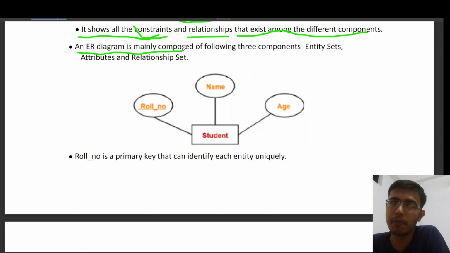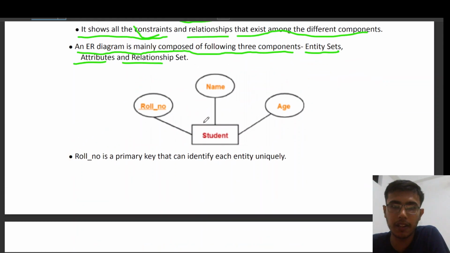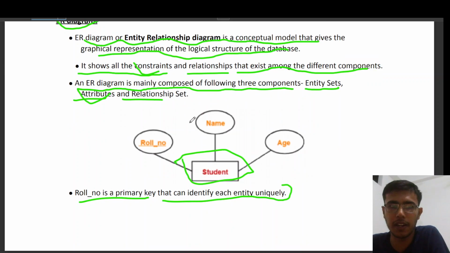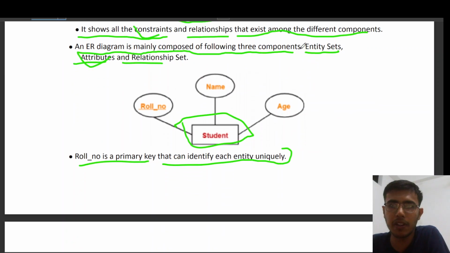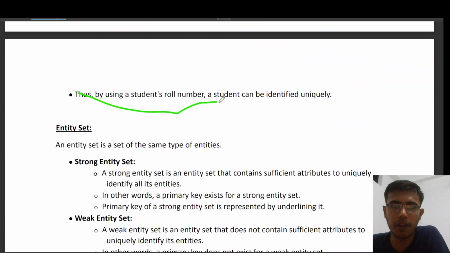An ER diagram is mainly composed of the following three components: entity sets, attributes, and relationship sets. So this is basically an entity set. Roll number is a primary key, and that can be identified uniquely. So it can contain three components: entity set, attribute, and relations. Thus, by using student roll number, a student can be identified.